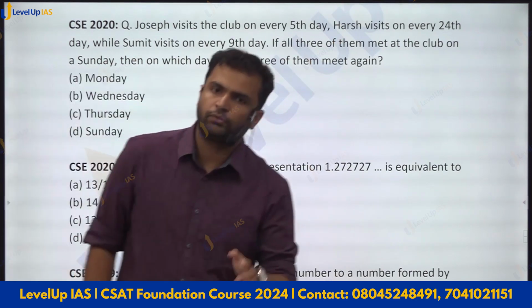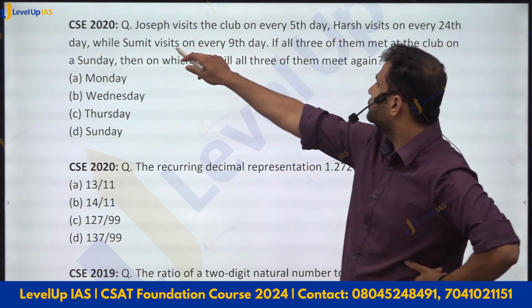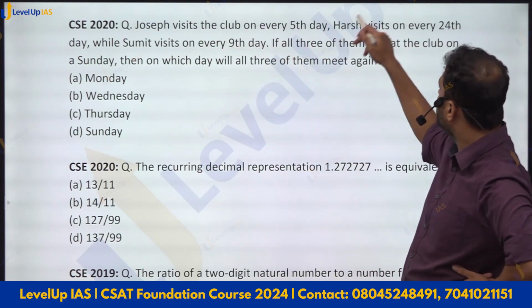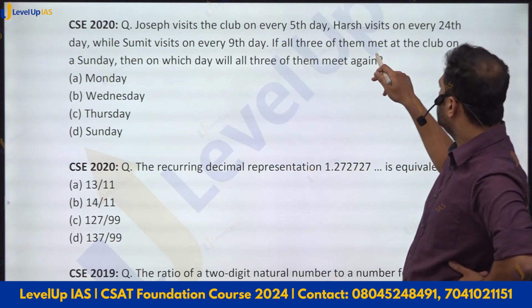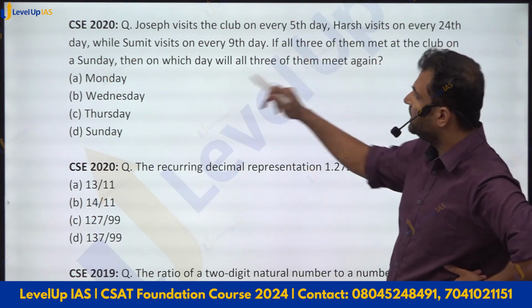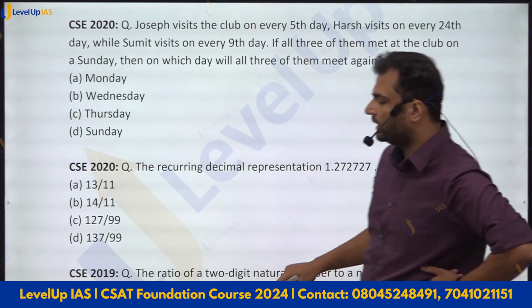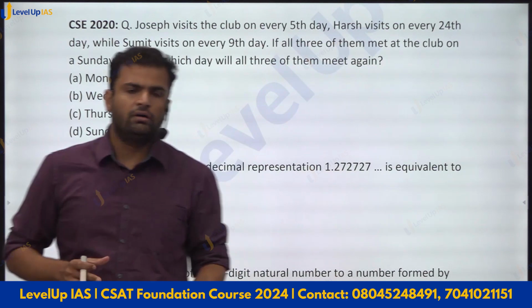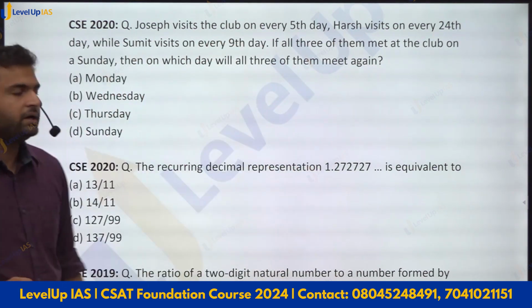Now this question is also from the same chapter of LCM. Joseph visits a club on every 5th day, Harsh on every 24th day, Sumit on every 9th day. If all of them met at the club on Sunday, then which day will it be that all 3 of them will meet again? So this is a kind of mixture of calendar and LCM chapter, or arithmetic and calendar.